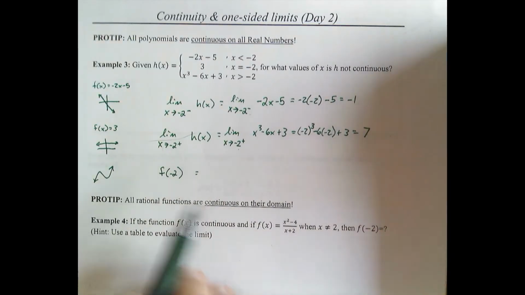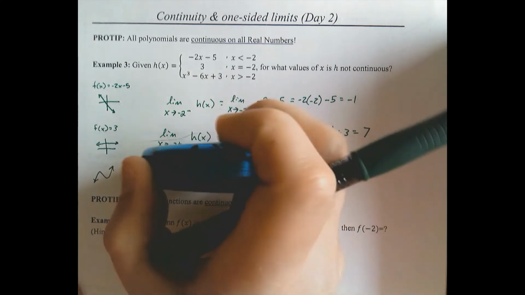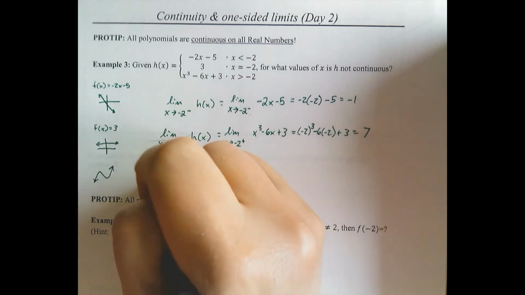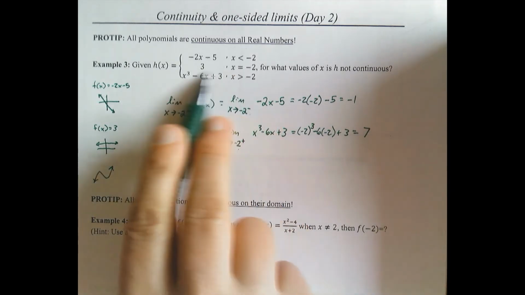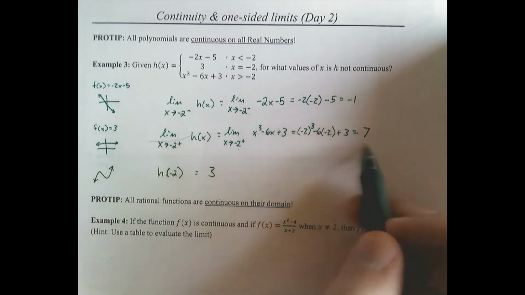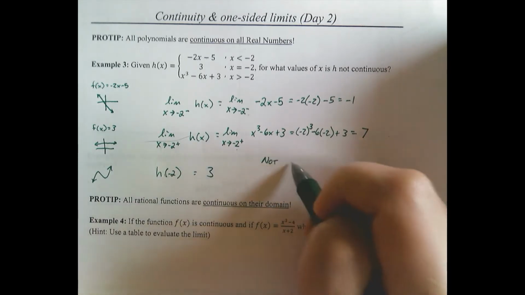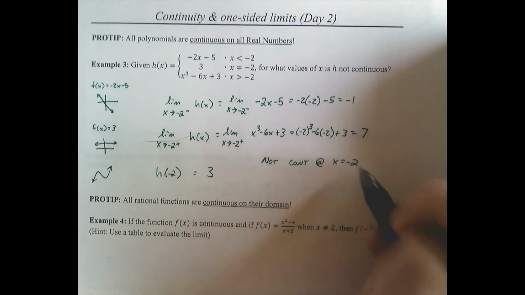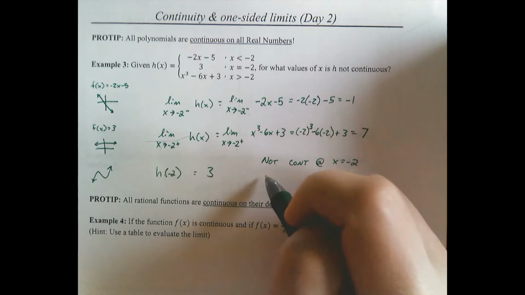And then finally, we evaluate the function at negative 2, and since our function name is h, call this h of negative 2, my mistake. H of negative 2 is 3. Because the three numbers disagree, the function is not continuous. Not continuous at x equals negative 2. More specifically, we can say there is a jump discontinuity.